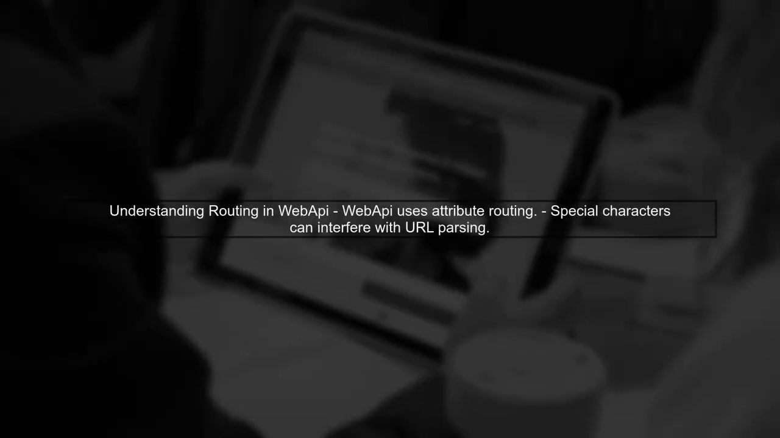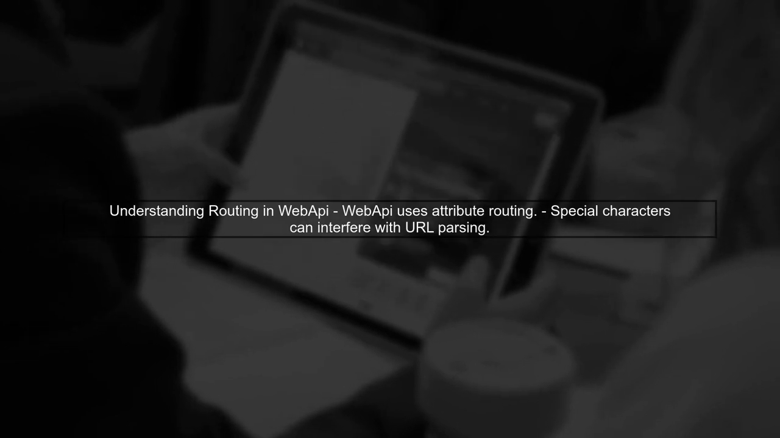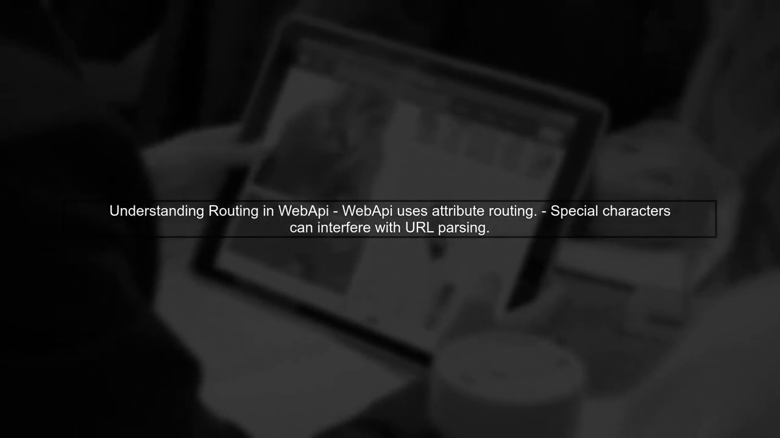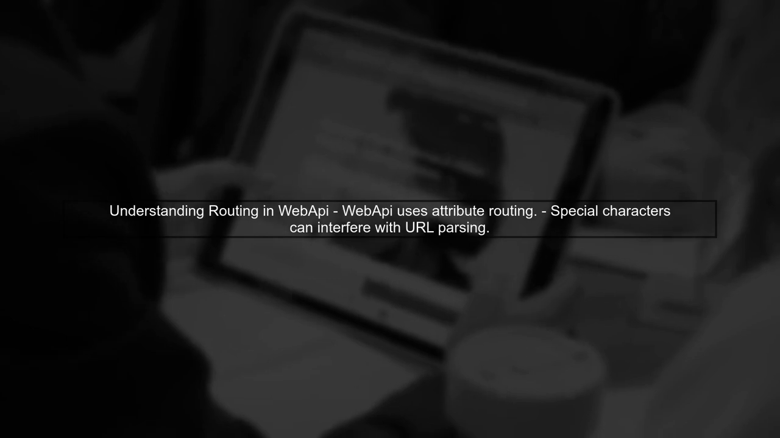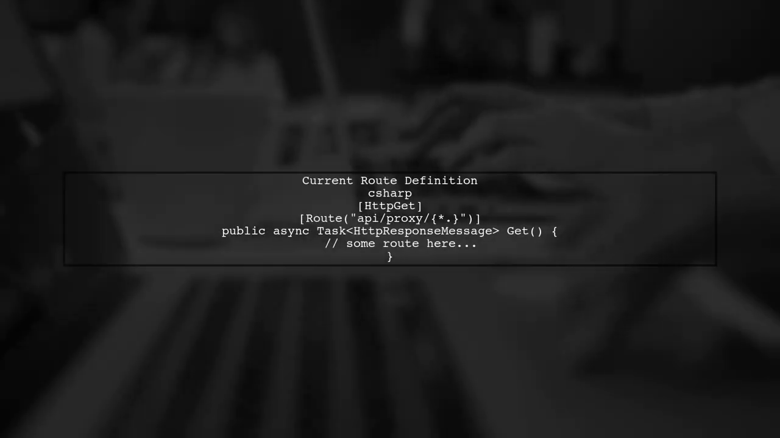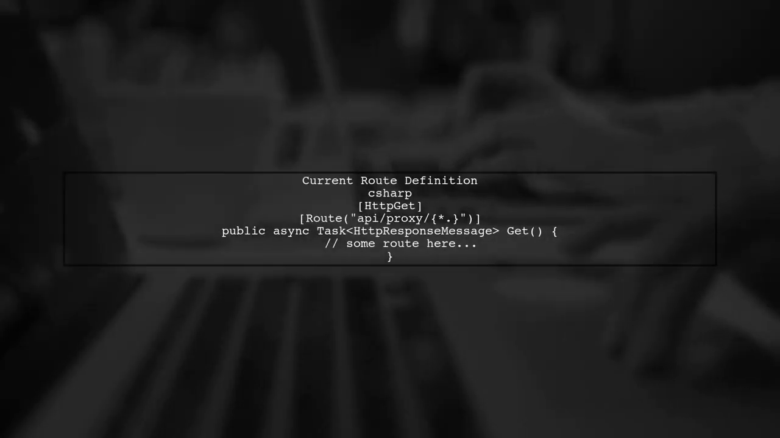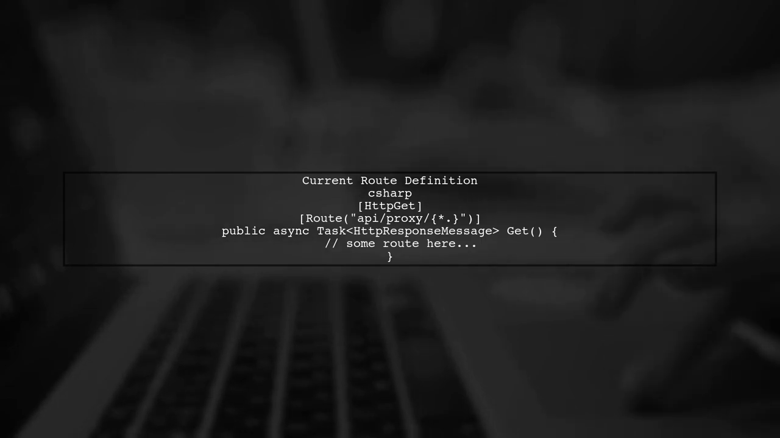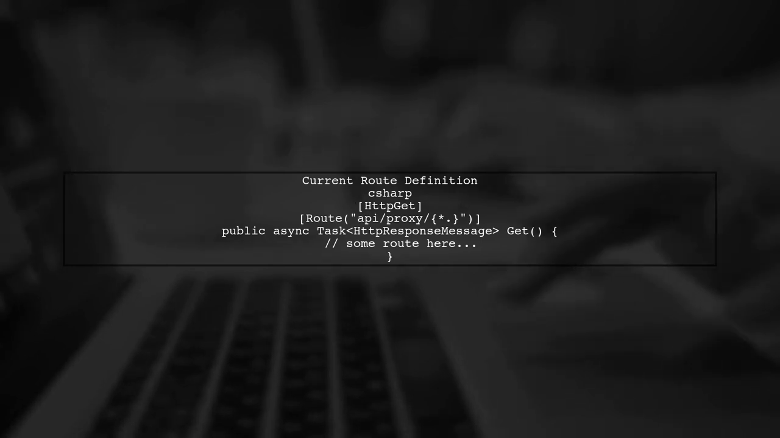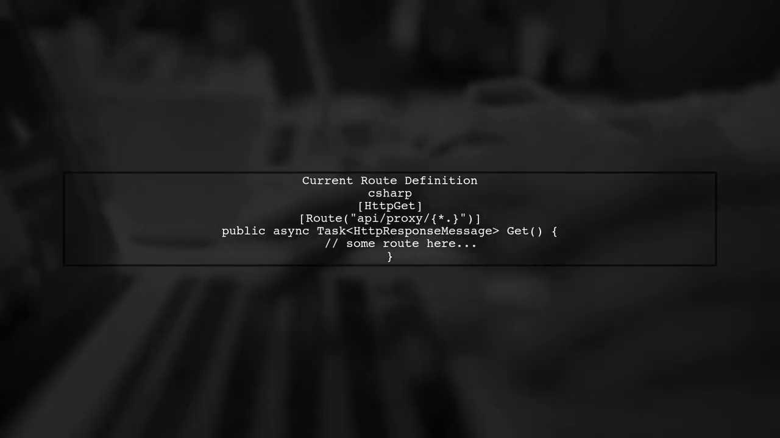Now, let's continue on. Let's address the issue of your Web API proxy returning a 404 error for URLs with special characters. First, we need to understand how routing works in Web API. In your current setup, the route defined is using a wildcard. However, special characters like %3F and %2F can cause issues. We need to ensure that these characters are properly handled.